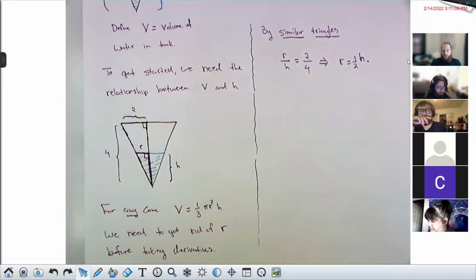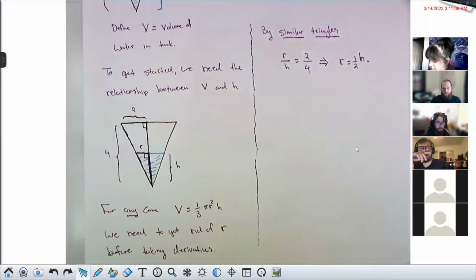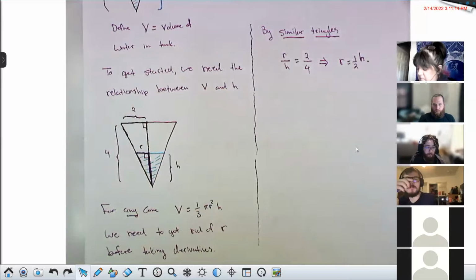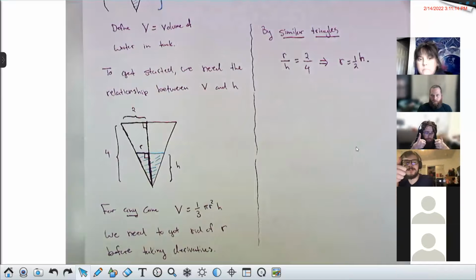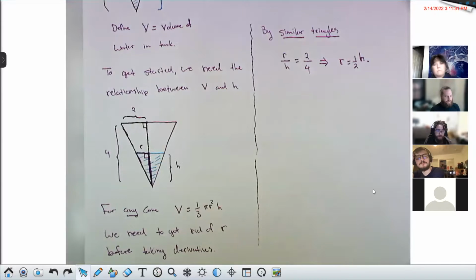Could I get just a quick react in Zoom if you've seen similar triangles before? Thumbs up, whatever. Yeah. We saw them a lot in trig. Okay. Yeah, good. We should see them in trig. I know that trig at Santa Fe is not always what it should be, so I just like to gauge it. It's not a judgment on you. It is a judgment on your trig professor.